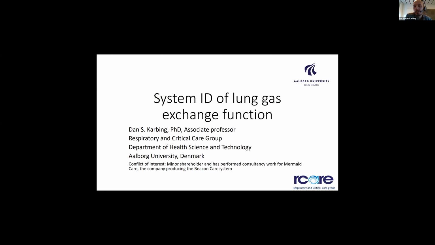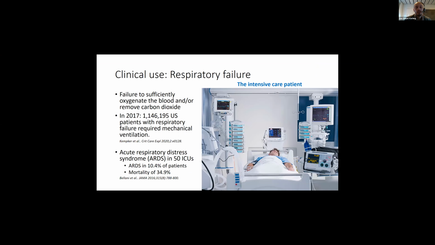What I'll talk about is our research group's work with system identification of pulmonary gas exchange function. The background clinical problem is respiratory failure, that is, the respiratory system fails to either sufficiently oxygenate the blood and/or remove carbon dioxide.